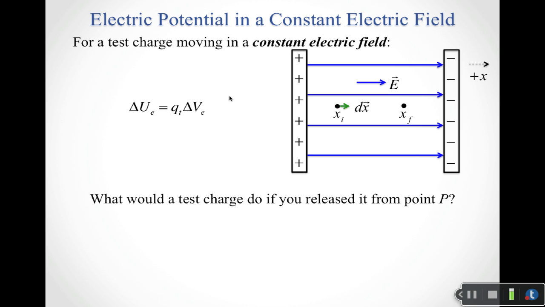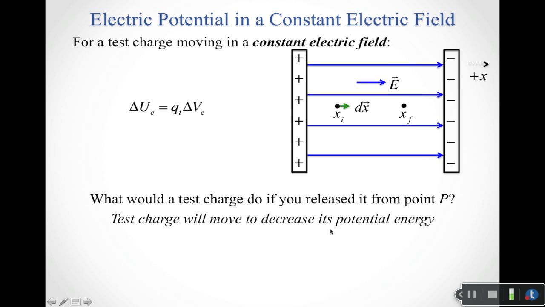So now, let's check and make sure that this is all consistent. We said we can think about how the potential energy is changing, and given whether we have a positive or negative test charge, that ought to allow us to figure out how the potential is changing. So what's a test charge going to want to do if you release it from point P, or any point in there? It's going to move to decrease its potential energy. If I have a positive test charge sitting in here and I let it go, it's going to move away from the positive plate towards the negative plate. So in decreasing its potential energy, it's going to move with the electric field.